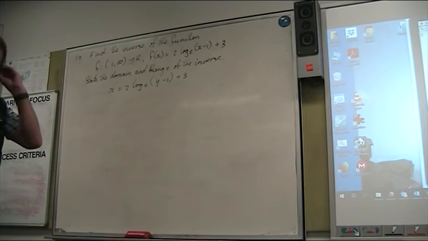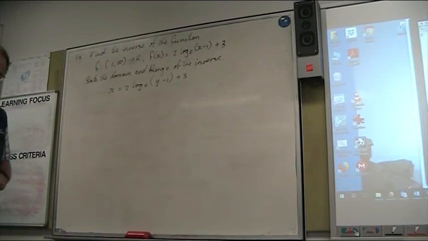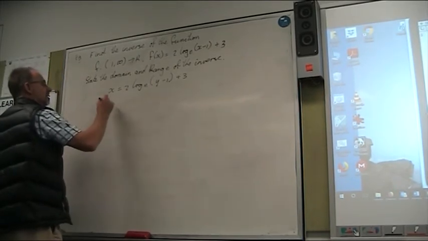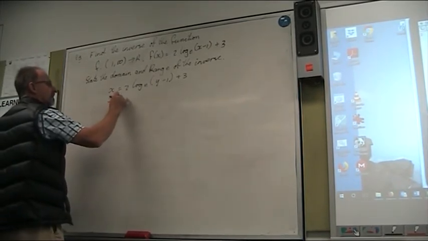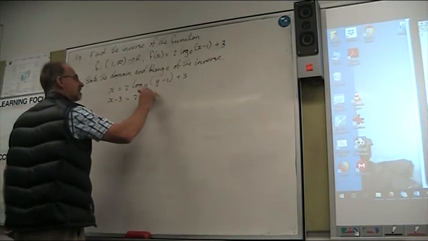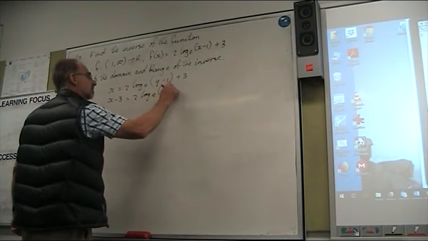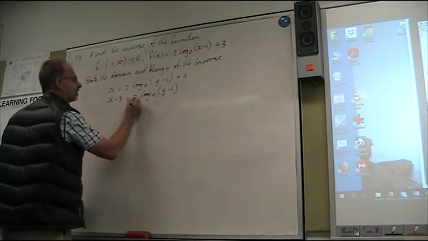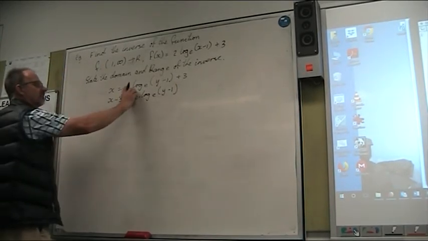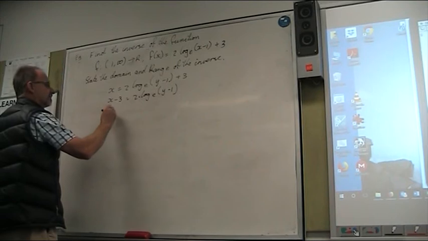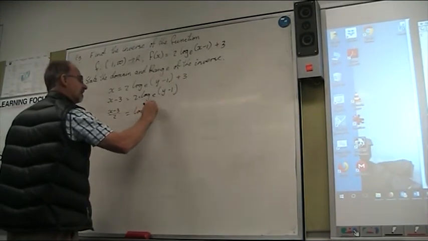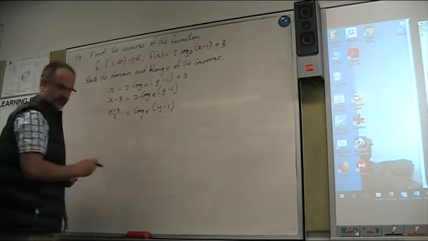All right, so which thing do we need to move first? The 3. So that should then be x minus 3 equals 2 log to the base e of y minus 1. The next thing we move is the 2, because it's 2 times there, so we need to move that first. So we've got x minus 3 over 2 equals log to the base e of y minus 1.